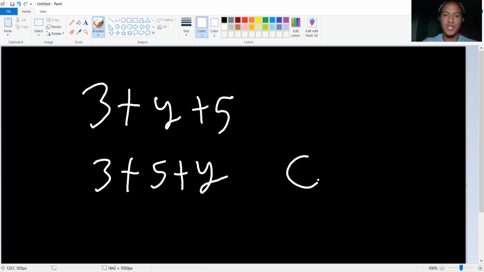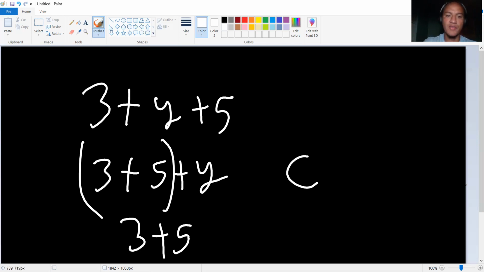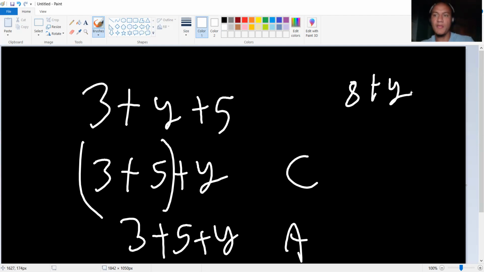And now, associative means you group them. You know that you're using associative if nothing is switching places, but you're using parentheses. So you get 8 plus y is the answer in the end. And that's really what's going on.